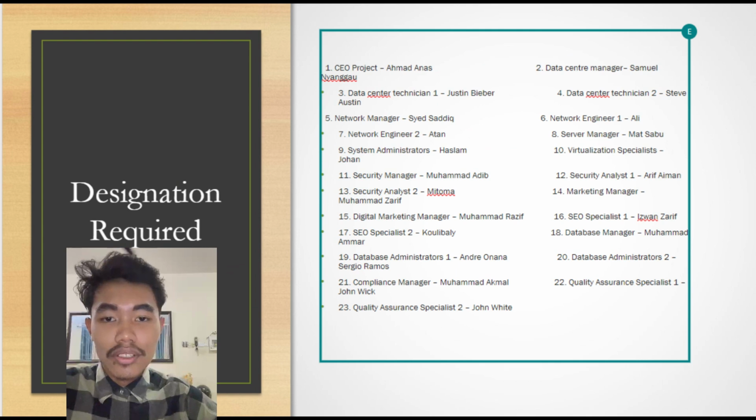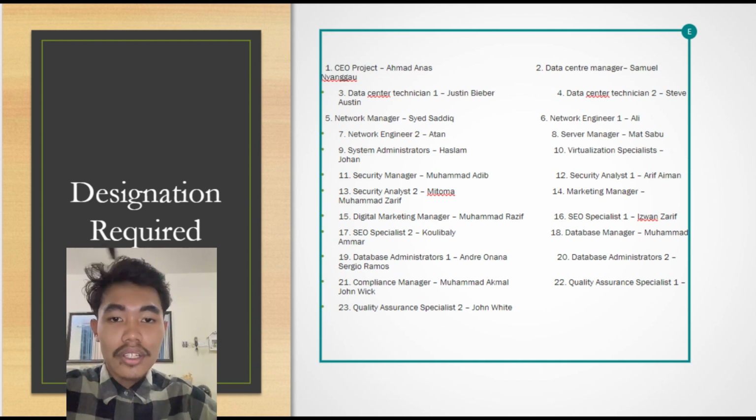Okay, next is the designations required in our company. In total we have 20 staff in our company. The first one is the CEO, project, which is Ahmad Anas. Second, we have the data center manager, which is Samwal. The data center manager is responsible for the day-to-day operation of the server farm, including server maintenance, hardware provisioning, and incident management. Next, we have data center technicians 1 and 2, which are Justin Bieber and Steve Austin.